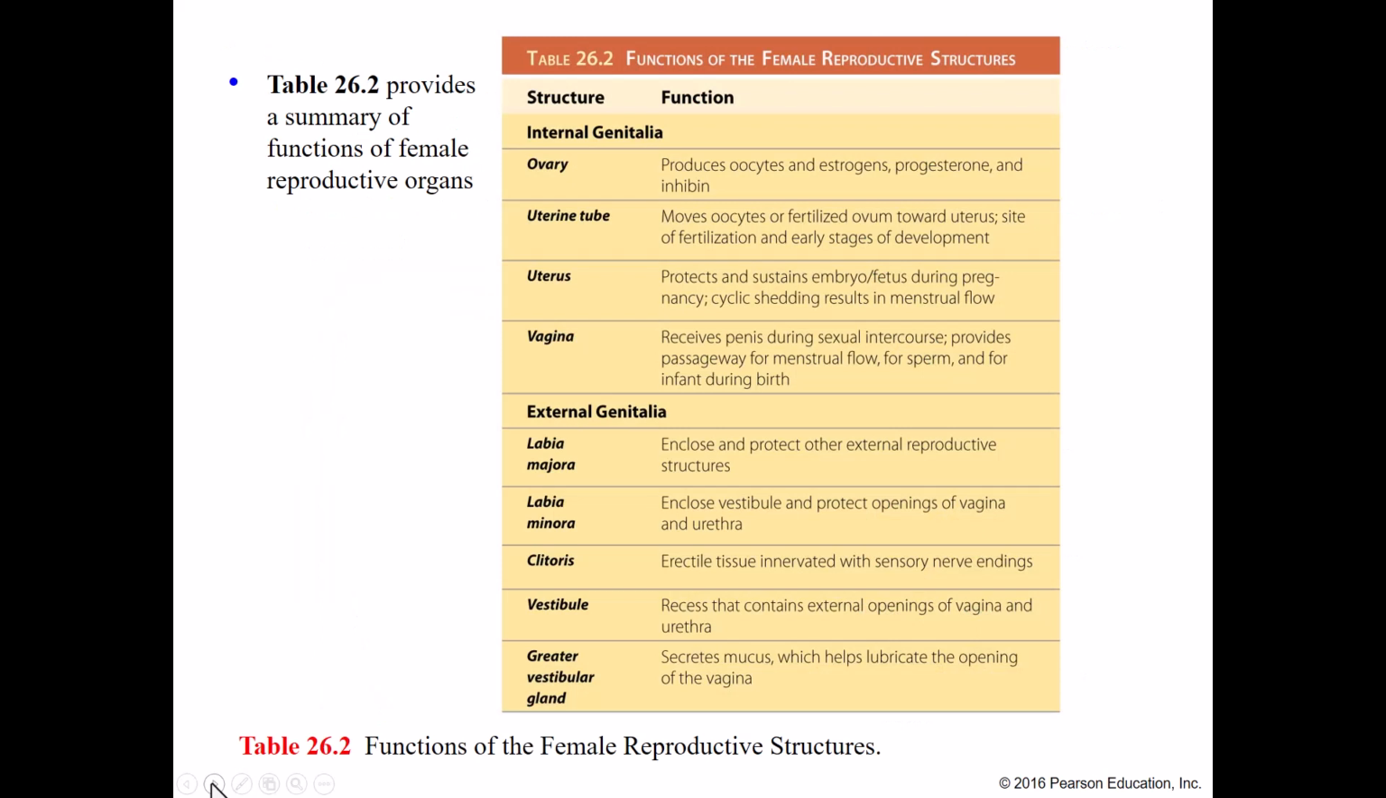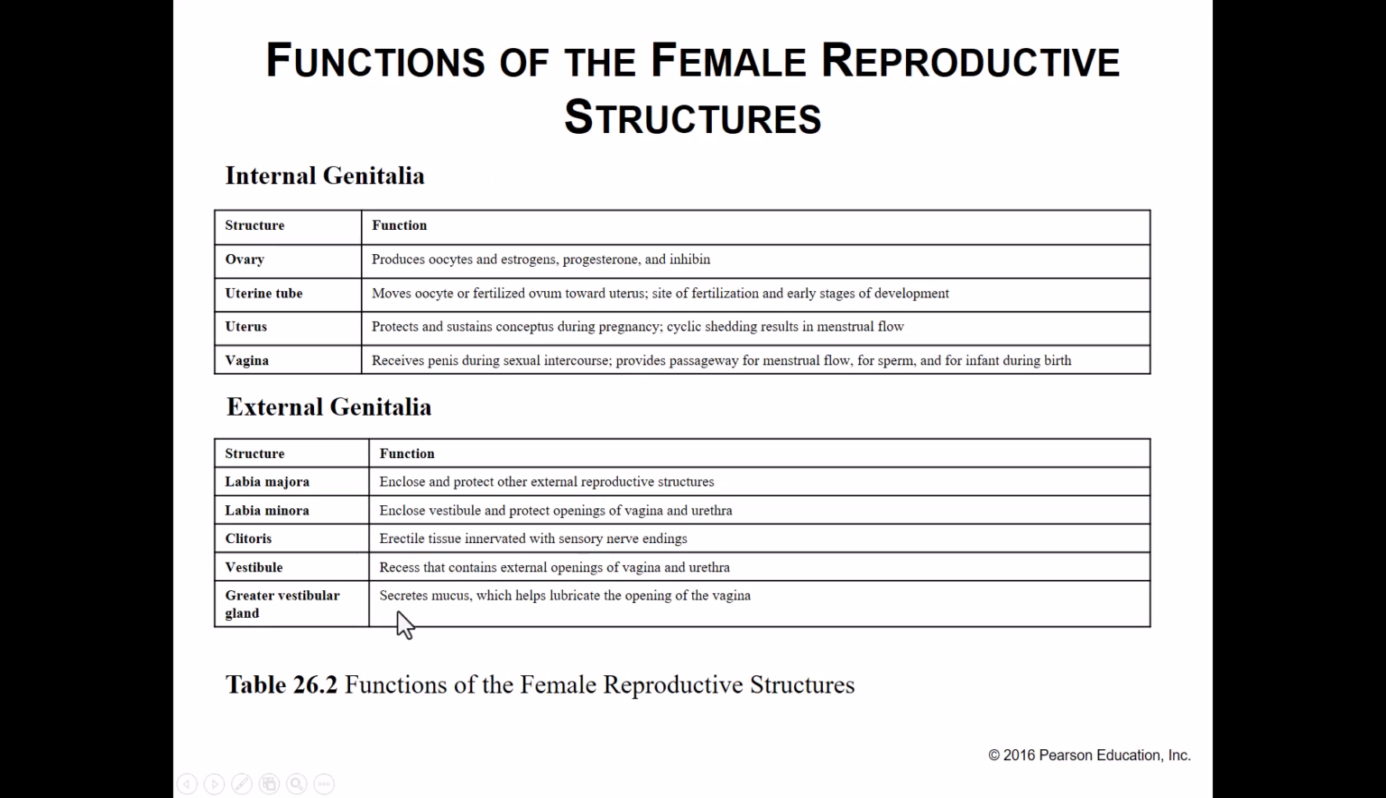Here is a summary of the female reproductive organs, the internal genitalia and the external genitalia. And here it is in a table form also, the internal and external genitalia of the female and the functions of each.